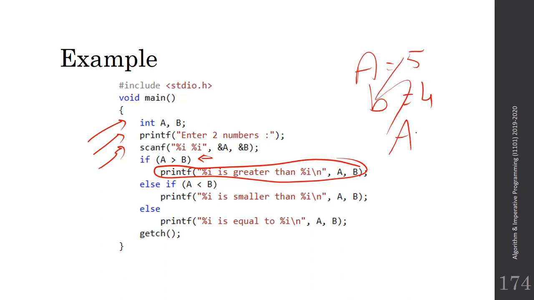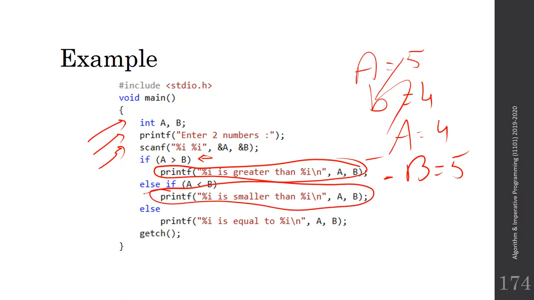What if A is equal to 4 and B equal to 5? Obviously A is not greater than B. I will not execute the positive part. I will move to the else. In else there's another if. So I will check, is A less than B? Yes. It means that it's not 0. So I will execute this part. On the screen I will see 4 is smaller than 5.